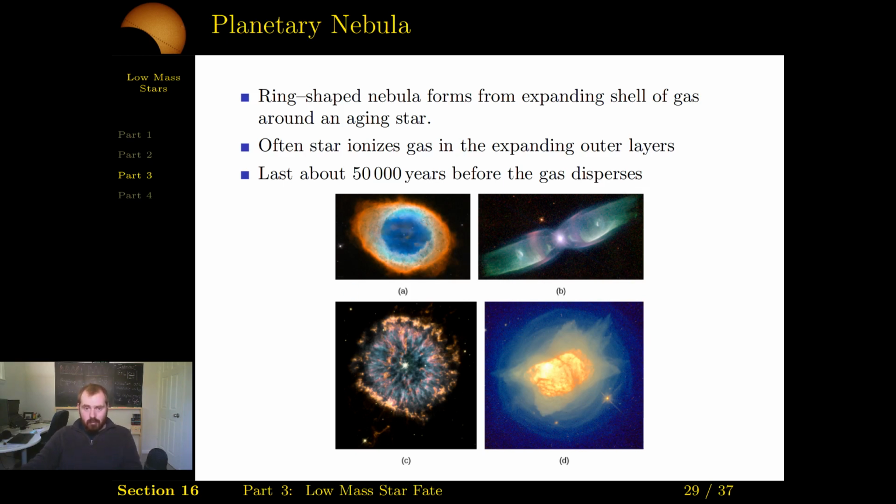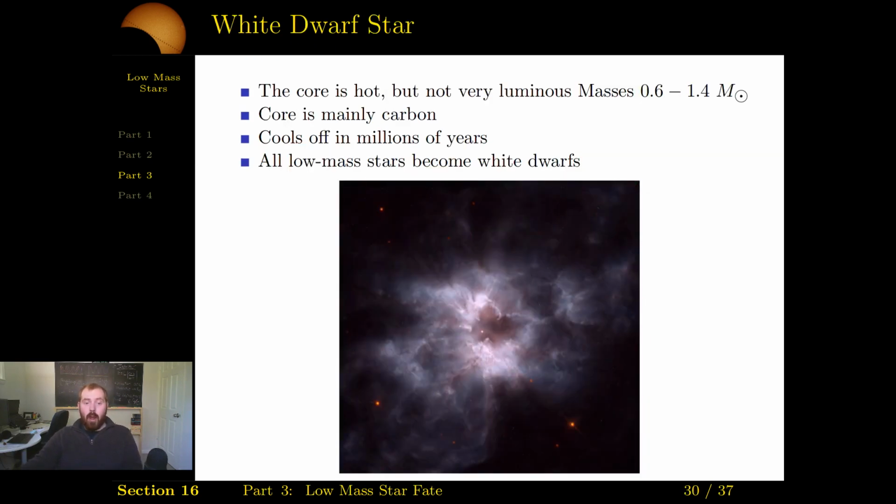In the core, so this is the outer layers of what was that star, in the core will be left a white dwarf star. Here's the white dwarf surrounded by its nebula. There is no fusion happening in these dwarf stars. This core is going to be very hot, but not very luminous. It'll have a mass between 0.6 times the sun's mass to a little bit like 1.5 times the sun's mass. And this is mainly carbon. Remember, the low mass stars cease being able to push matter together through fusion processes at the level of carbon. So it's this very dense carbon core.